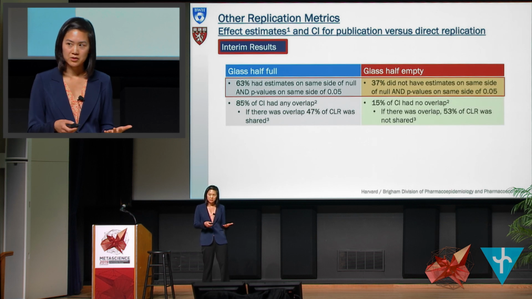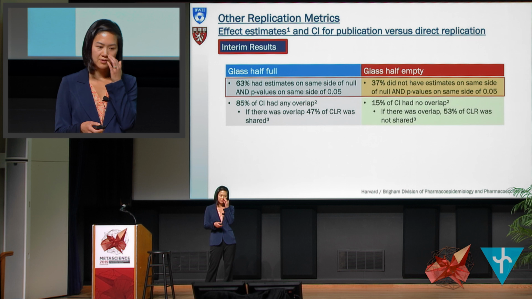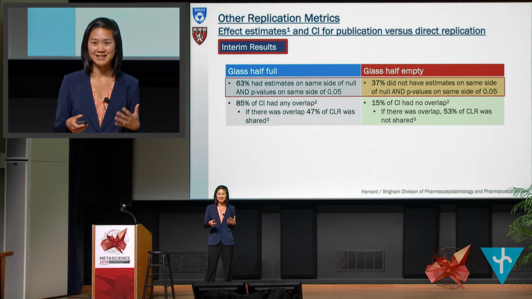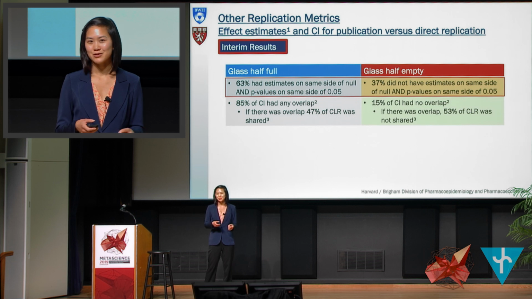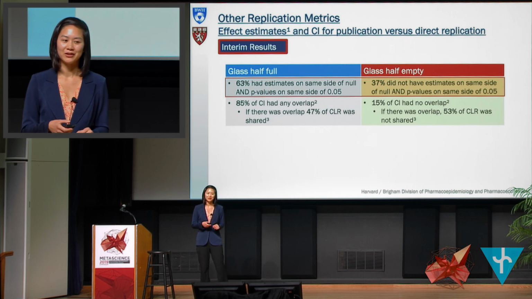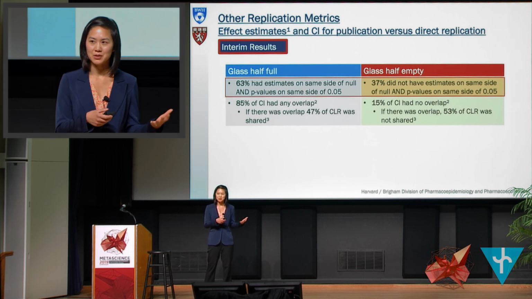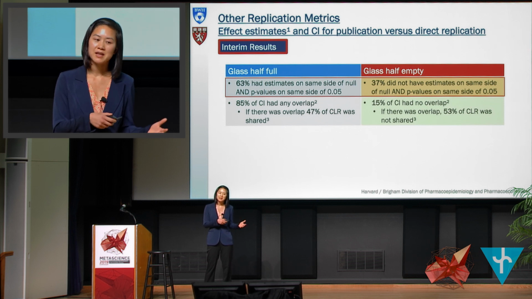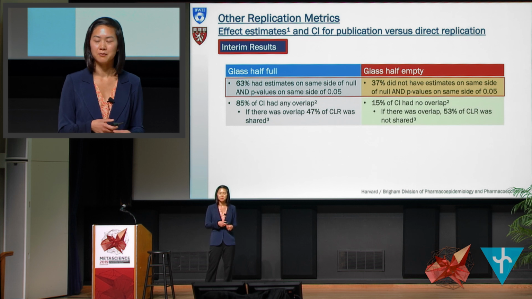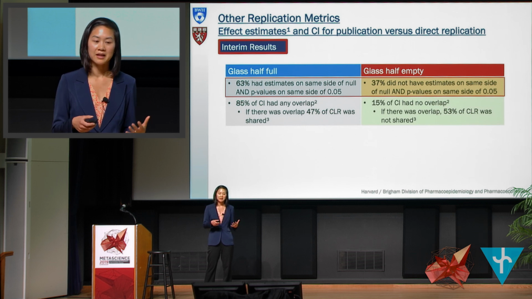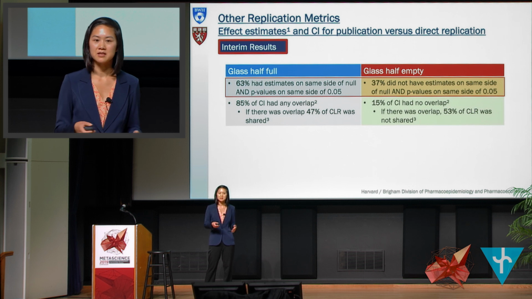So here are some of the metrics that I mentioned before, the descriptive metrics that have some limitations. And I'm presenting two columns here because depending on how you frame it, it can sound better or worse. So I'm going to focus on glass half full now. Using the binary measure of agreement, 63% of the estimates were on the same side of null and had p-values on the same side of 0.05. When we're looking at confidence interval overlap, 85% of the confidence intervals had any overlap, and if they did, about half of the confidence limit range was shared.